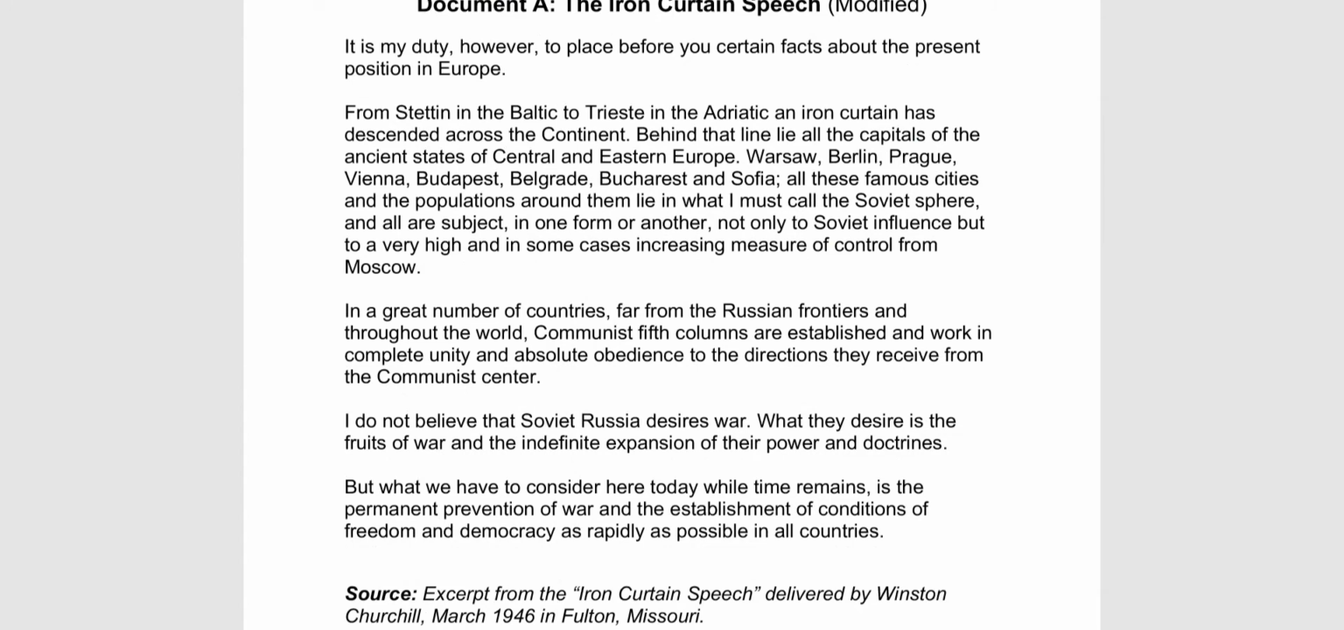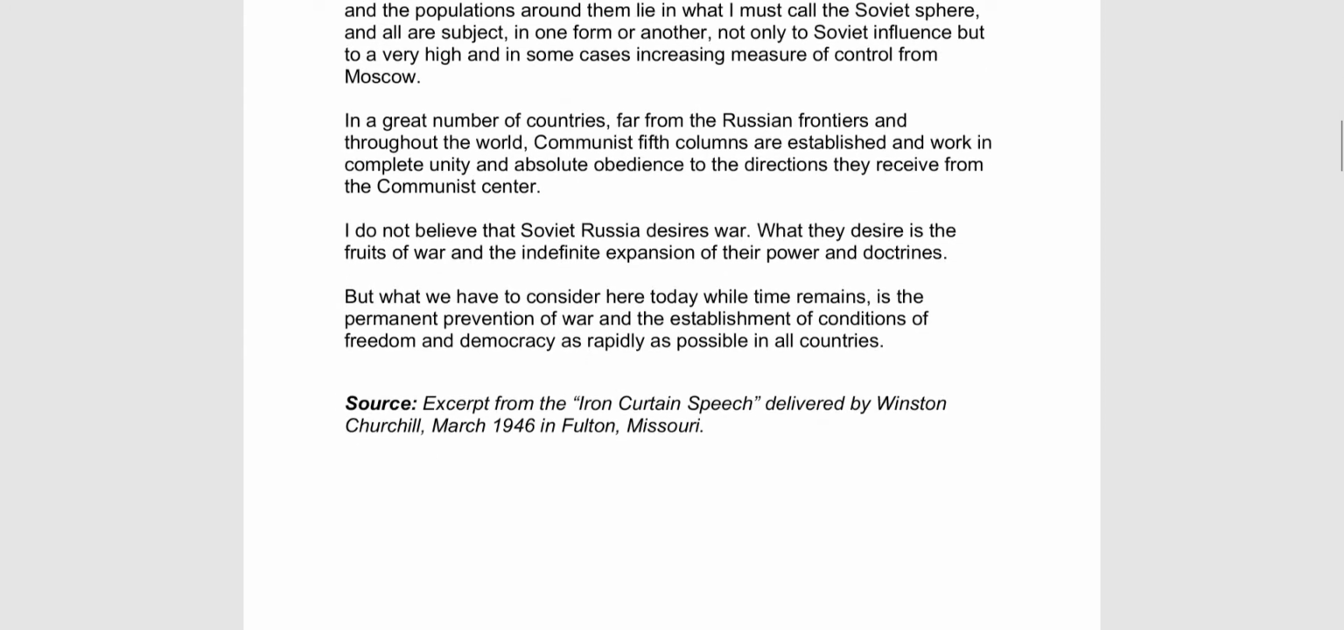It is my duty, however, to place before you certain facts about the present position in Europe. From Stettin in the Baltic to Trieste in the Adriatic, an iron curtain has descended across the continent. Beyond that line lie all the capitals of the ancient states of Central and Eastern Europe: Warsaw, Berlin, Prague, Vienna, Budapest, Belgrade, Bucharest, and Sofia. All these famous cities and the populations around them lie in what I must call the Soviet sphere, and all are subject in one form or another, not only to Soviet influence, but to a very high and in some cases increasing measure of control from Moscow. In a great number of countries, far from the Russian frontiers, communist fifth columns are established and work in complete unity and absolute obedience to the directions they receive from the communist center.